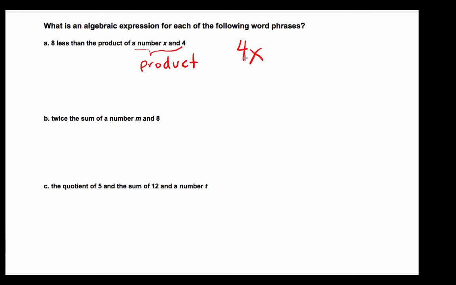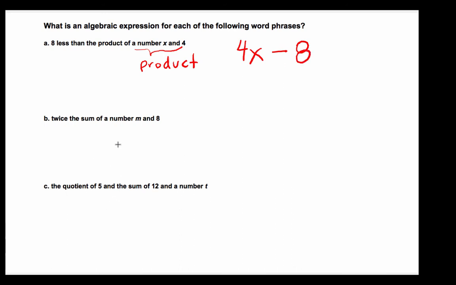We always put the number in front of the variable. Okay, 4x, 4 times x, the product of 4 and x. Now we want to write 8 less than that. So since it says 8 less than the product, we're going to start off with the product and we're going to take away 8 from that product. So we write 4x minus 8.